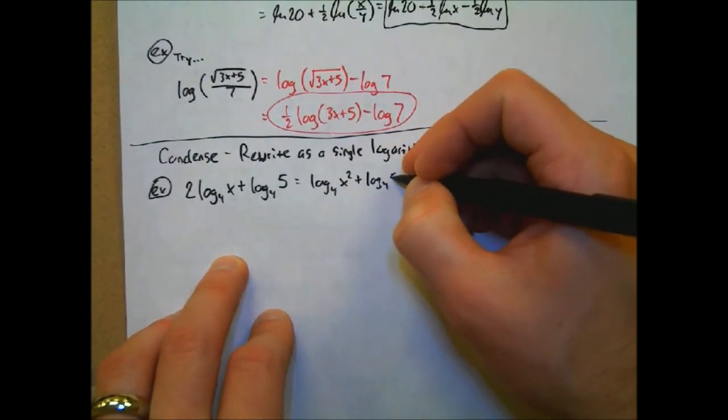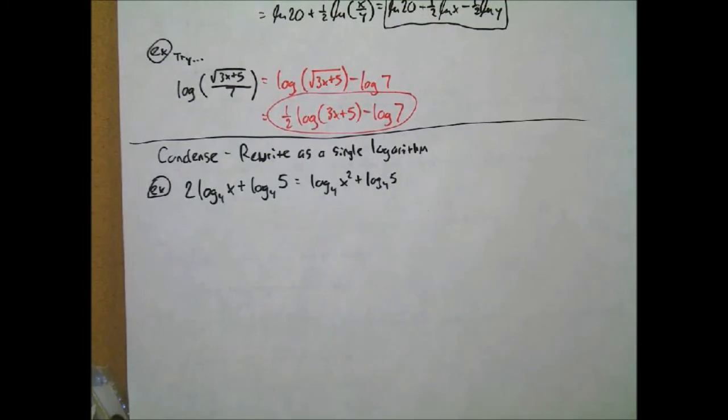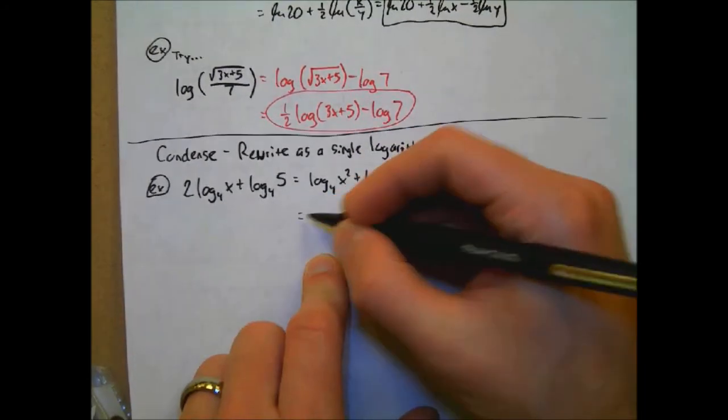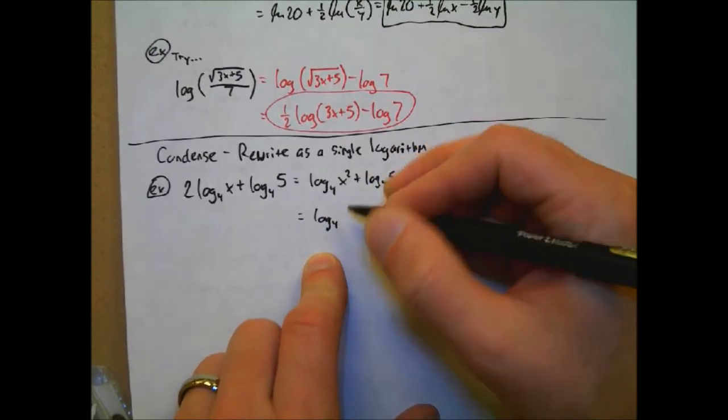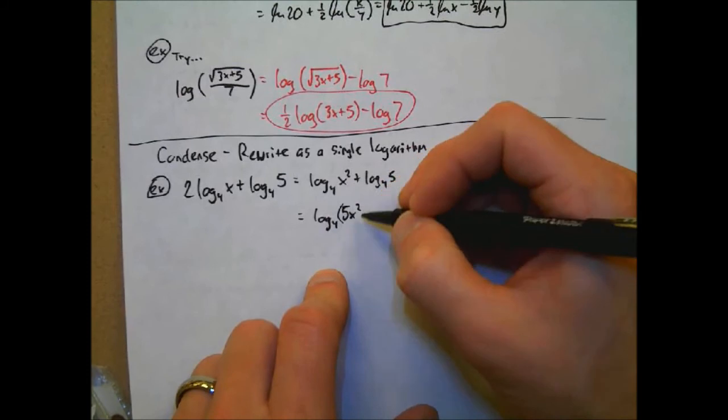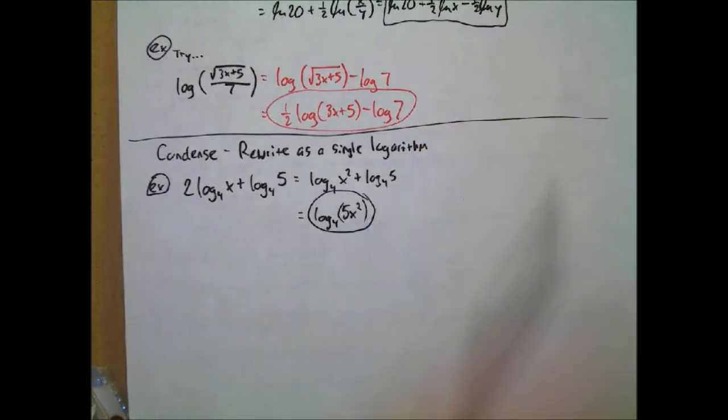Now that we have a log plus a log, and they're both the same base, that's really important here too. If these were different bases, would we be able to combine these 2 together? No, it's got to be the same bases. Since we have addition between 2 logarithms, we can rewrite that as what on the inside? Multiplication. So 5x squared or x squared times 5, however you like it there. And yes, that's as far as we need to go.